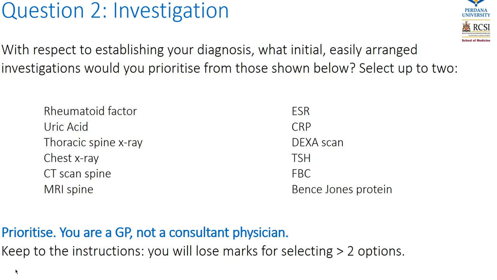With respect to establishing a diagnosis, what initial, easily arranged investigations would you prioritize from the list shown below? You may select up to 2. Now, in this scenario, you're a GP, you're not a consultant physician or an internist, so stick to the instructions. You will again lose marks for selecting more than two, or two that are deemed inappropriate.